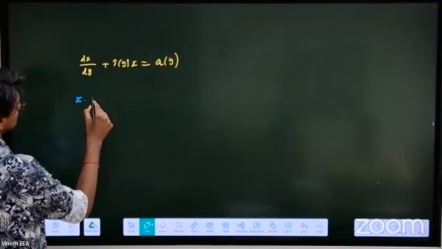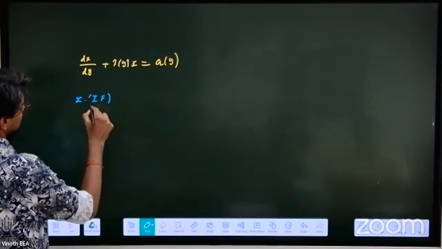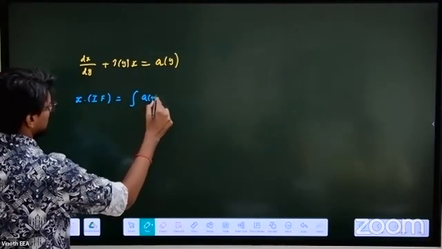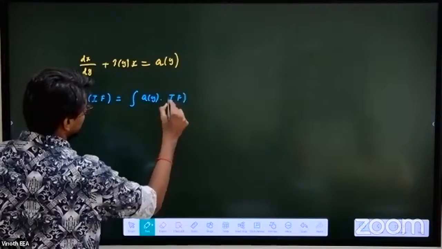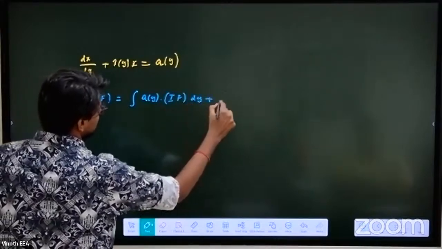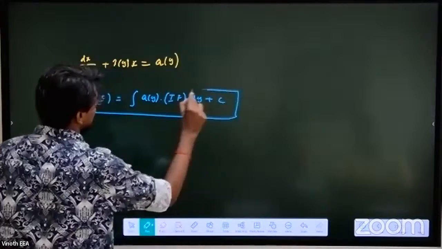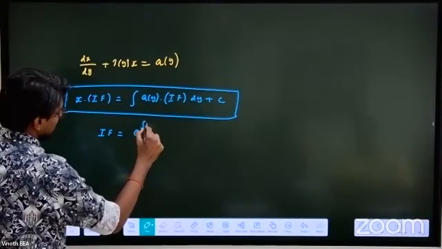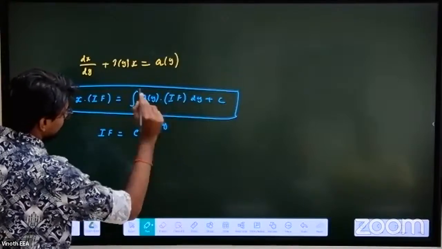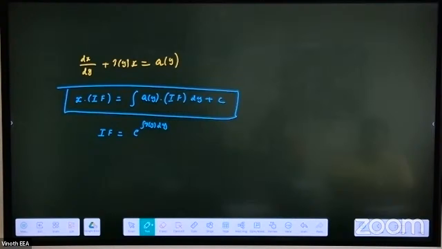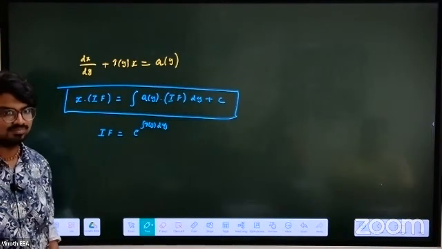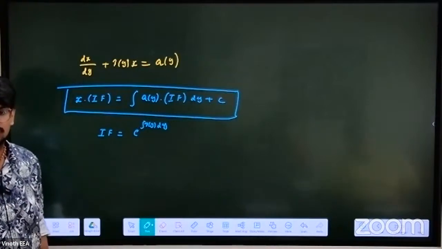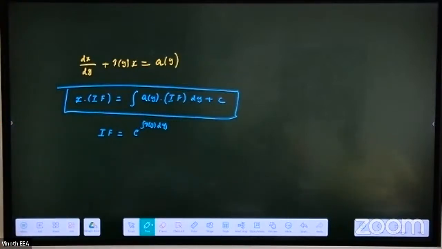x into the integrating factor is equal to the integral of q of y into the integrating factor dy plus a constant c. And what is my integrating factor here? e to the power integral of p of y dy. Okay, here x is the dependent variable. There y is the dependent variable, here x is the dependent variable. That's all.